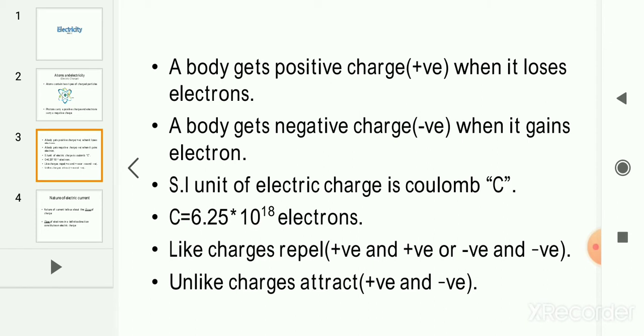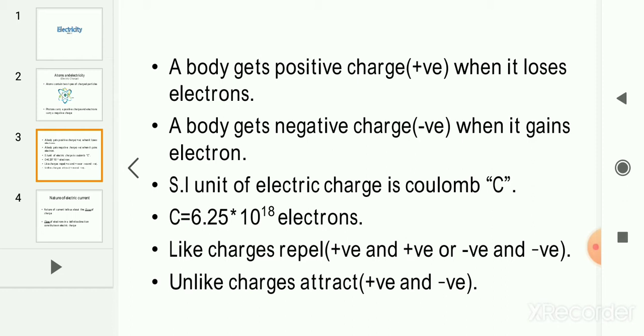When a body loses its electrons, it gains a positive charge. In the same way, a body gets a negative charge when it gains electrons. So, the SI unit of electric charge is 1 coulomb.